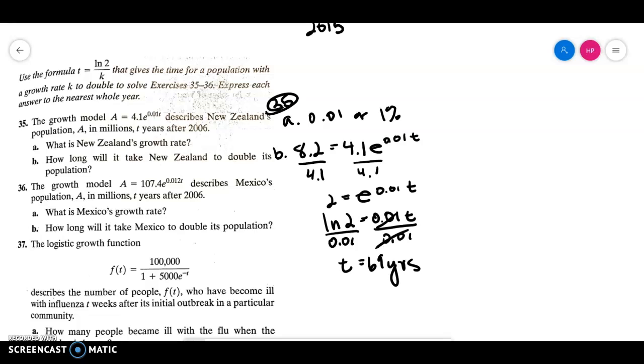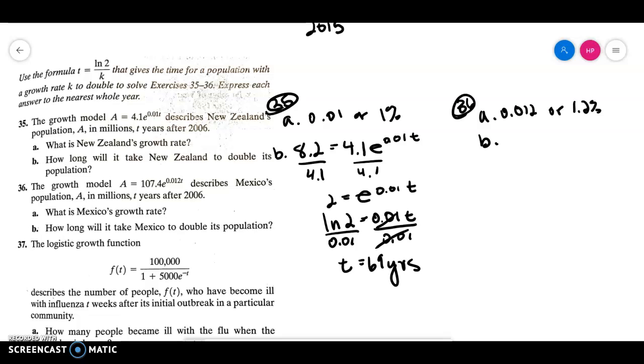And 36, very much the same. Mexico's growth rate this time, and then how long does it take to double? And again, it's an even, so if you want to pause and come back, you can. For 36a, the growth rate, I'm looking at my exponent of 0.012, which is the same thing as 1.2%.